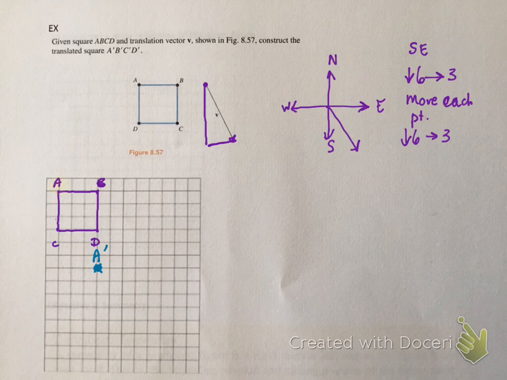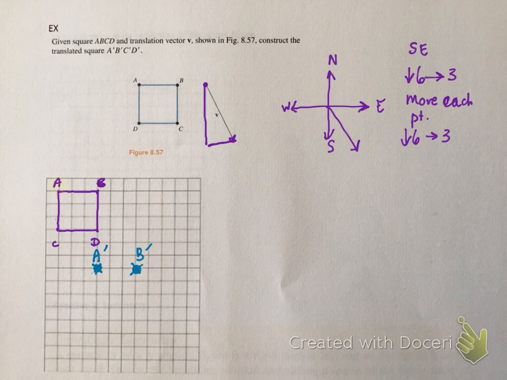Okay? I'm going to do the same thing with B. So I'm going to start at the original point B and go 6 down. 1, 2, 3, 4, 5, 6. I have an X on it. And then 3 over. 1, 2, 3. So there's where I'm at. So once again, I took point B, moved it down 6 units and over to the right 3. So this is B prime.